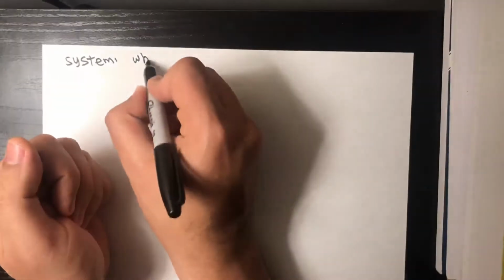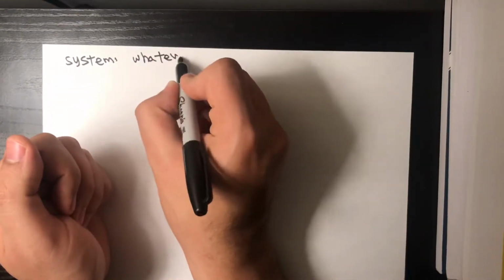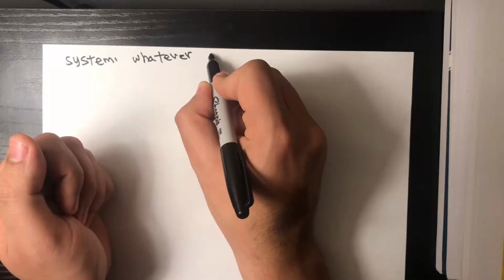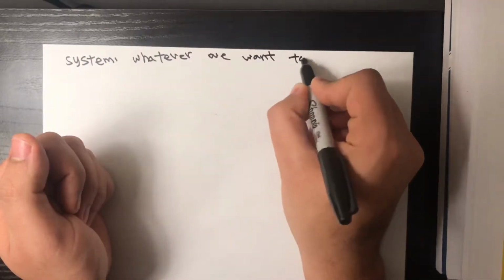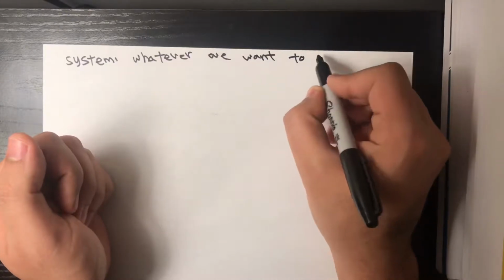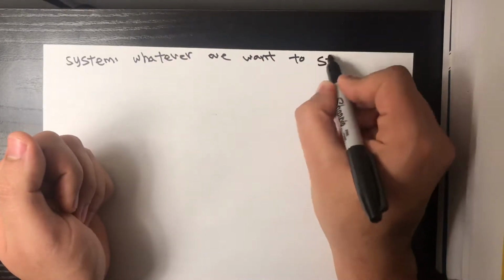Now, what is a system? A system is whatever we want to study. It could be anything you want. I know it sounds crazy, but it could be anything you want it to be, whatever we want to study.